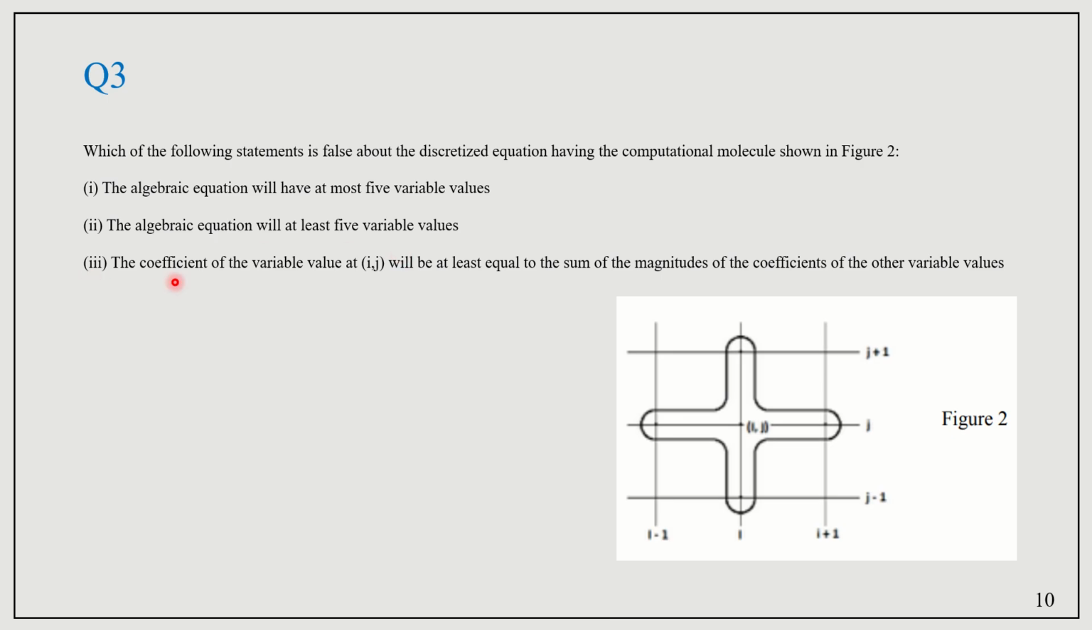Coming to the third statement: the coefficient of the variable value at I comma j will be at least equal to the sum of the magnitudes of the coefficients of the other variables. Again, this is false. Sorry, this is false because we cannot again say that about the sum of the magnitudes of the coefficients of the other variable values. So 2 and 3 are false whereas 1 is true.